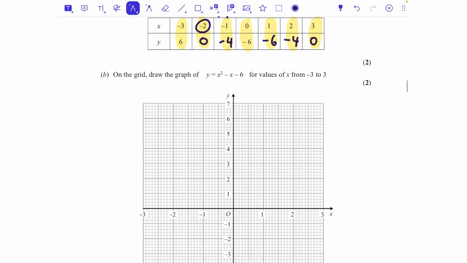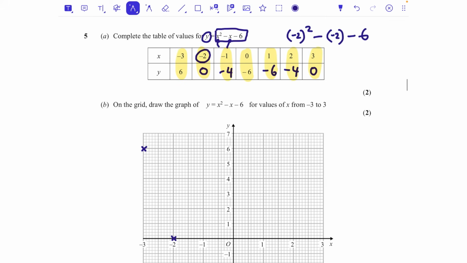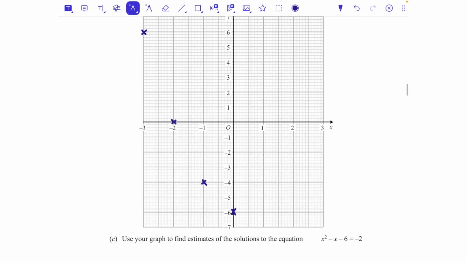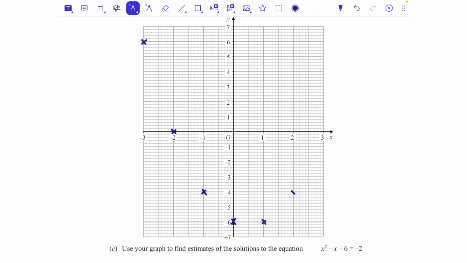So minus 3, 6 is here, minus 2, 0 is here, minus 1, minus 4, 0, minus 6, 1, minus 6, 2, minus 4, and 3, 0. And then we're going to join that up with a nice smooth curve.